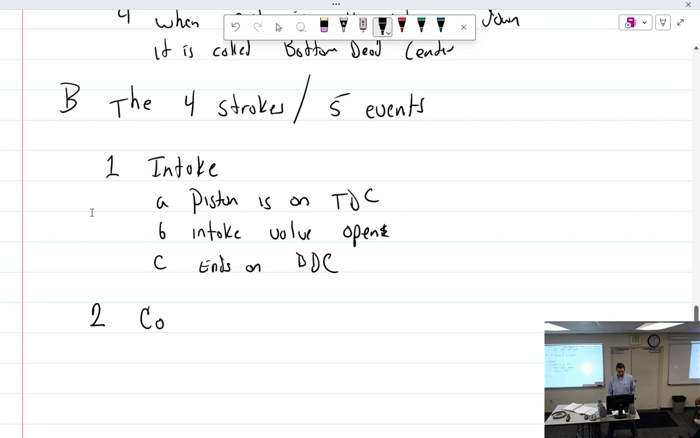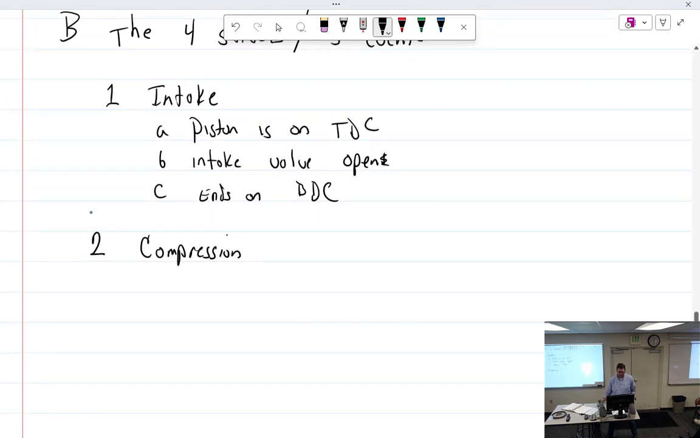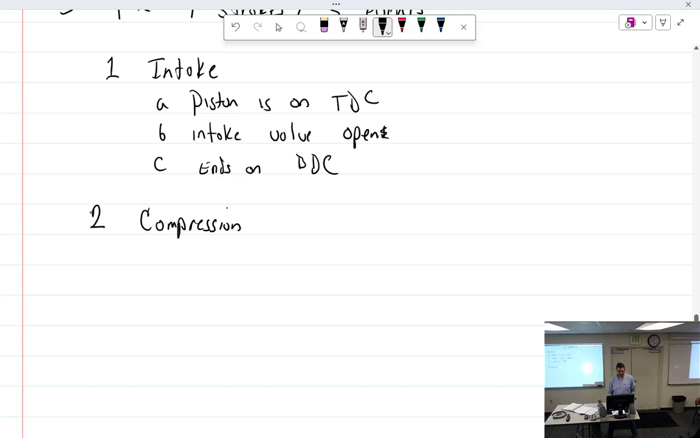All right, we have compression. The compression stroke starts on bottom dead center, right where we left off, thankfully enough. Both valves are closed.